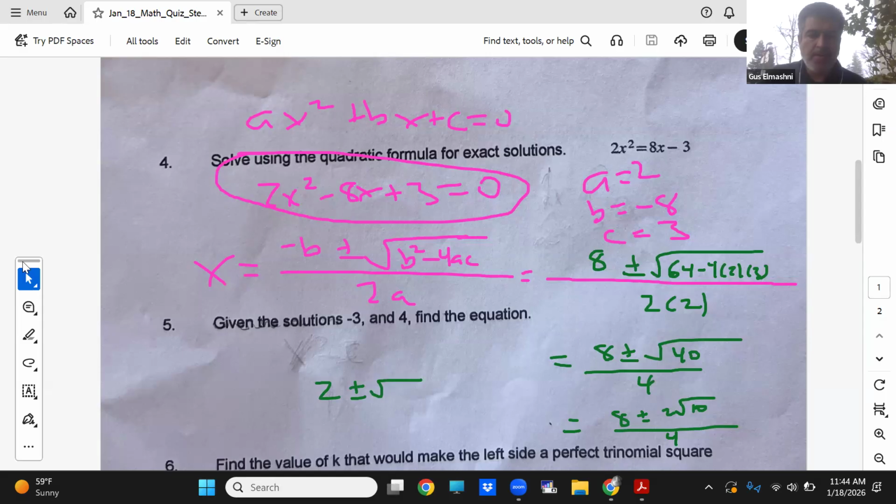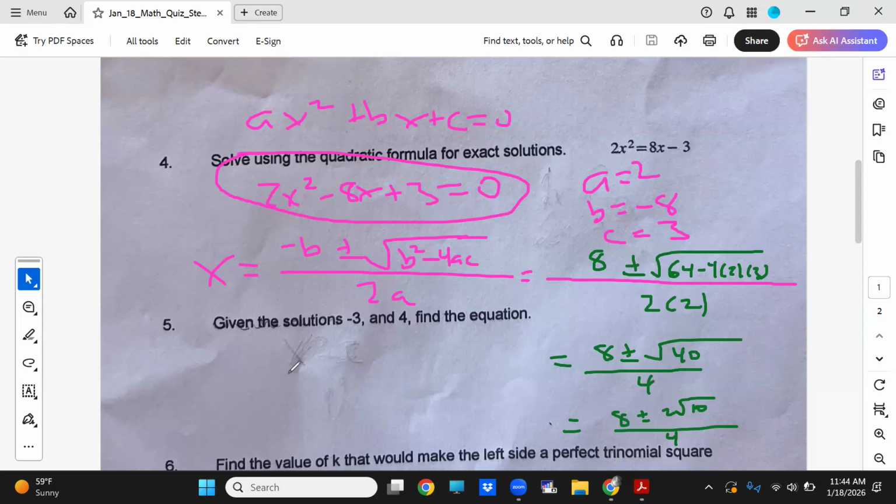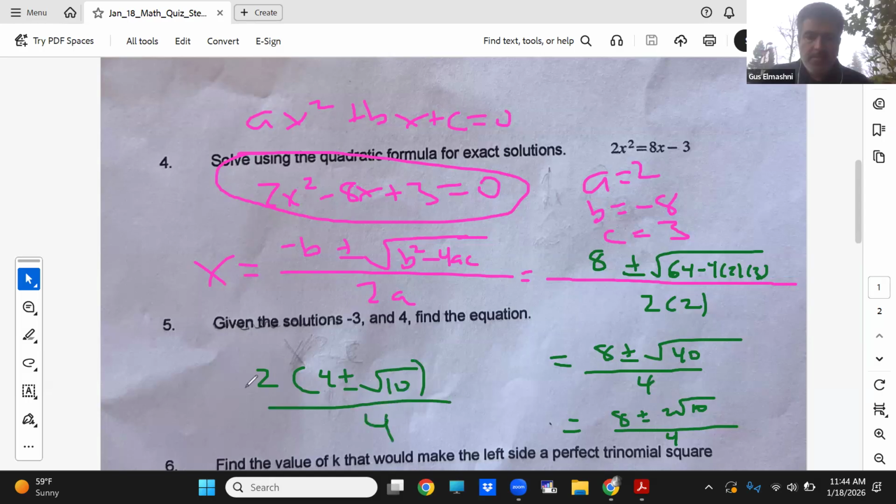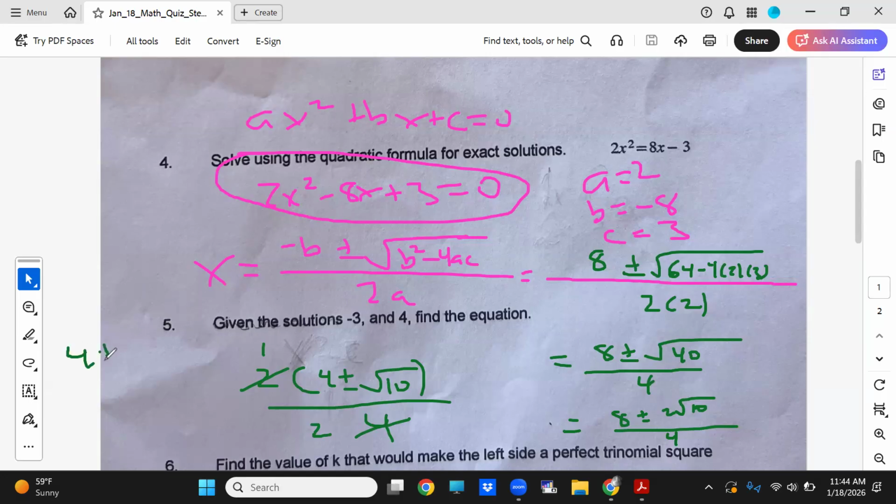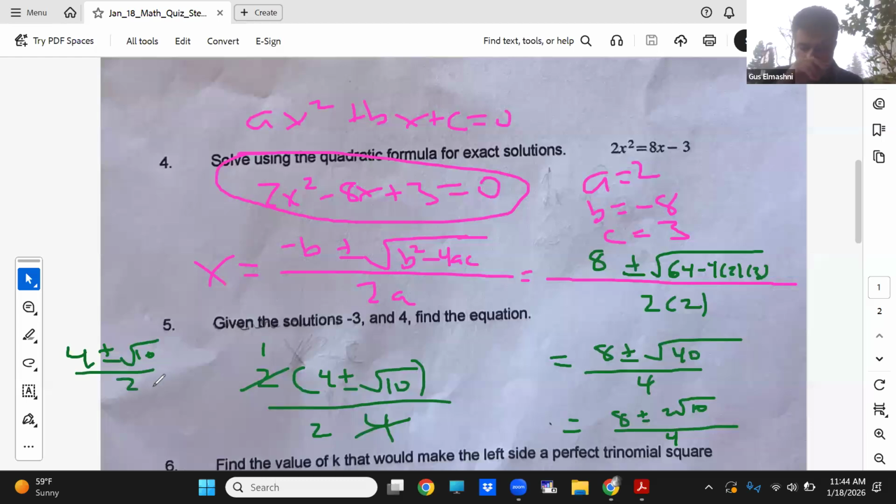We divide everything by 2. So you pull 2 out. Yeah. So you have 4 plus minus root 10 over 2.